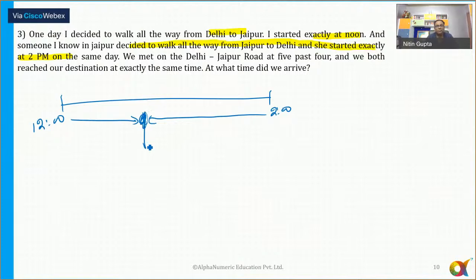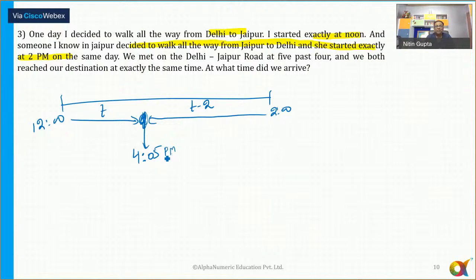So wherever that point is between Delhi and Jaipur, what will happen? In that case, if the first person had taken a time T, the second person will take a time T minus 2, isn't it? Because one person started at 12 o'clock and another at 2 o'clock, the second person has taken 2 hours less, because both reach that point at the same time. And we meet here at 5 past 4. So what is the time here? That is 4:05 PM.